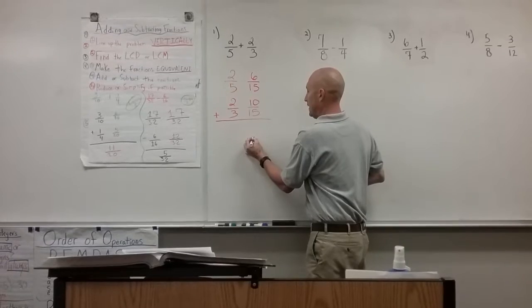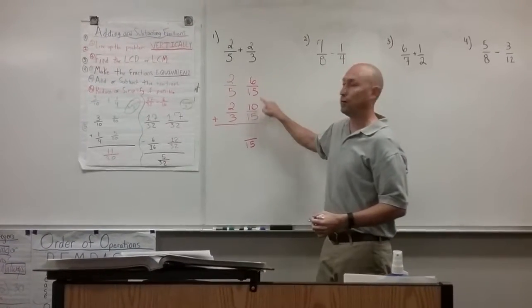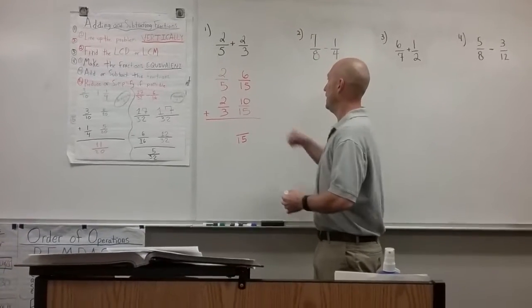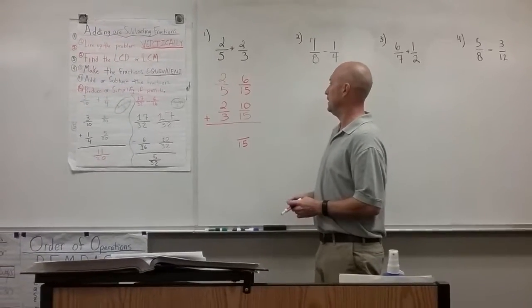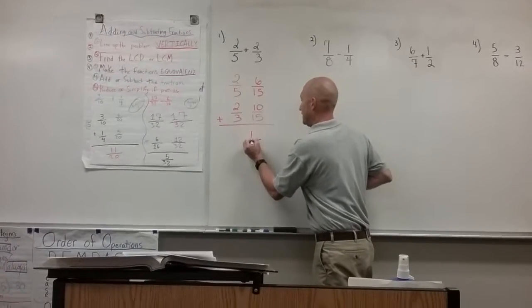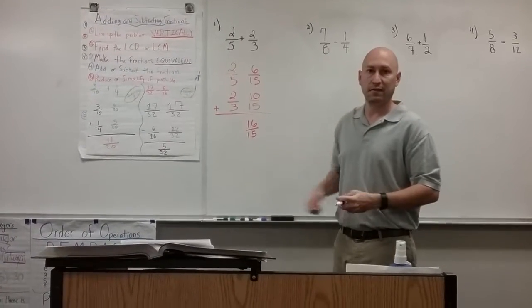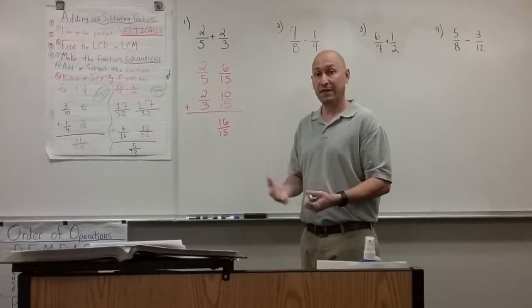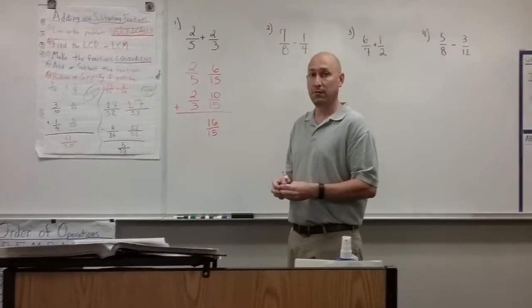I'm going to go ahead and bring down my denominator because it will not change. 15 stays 15. It does not get added to make 30. And then now I'm going to add my numerators and get 16. As I look at this fraction, this is now an improper fraction. I have to use division to convert it back into a mixed number.